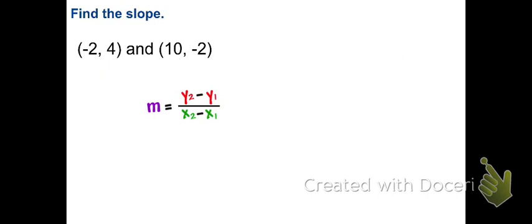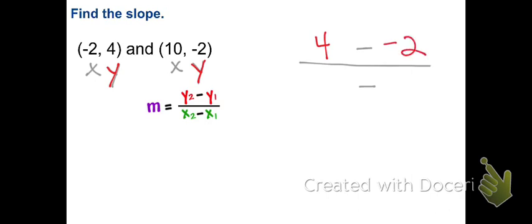Let's try one more. All right, x, y, x, y. X always comes before y. Let's draw our line and our minus signs. So, y's, I'm going to start with my left one, 4, and then my right one, negative 2. 4, negative 2. Then the x's. Negative 2, 10. Now let's simplify.